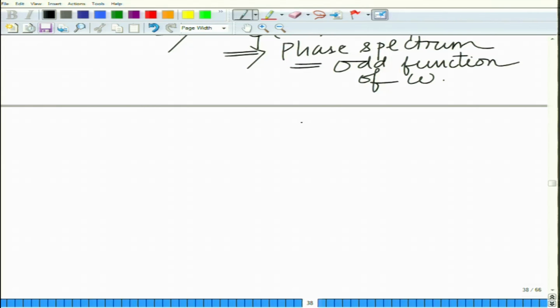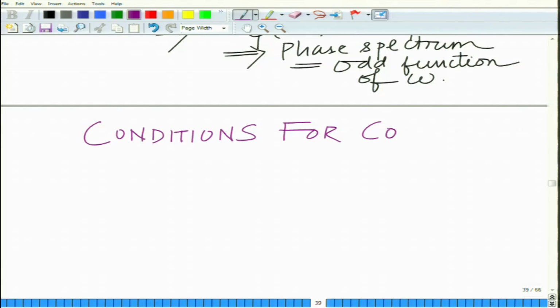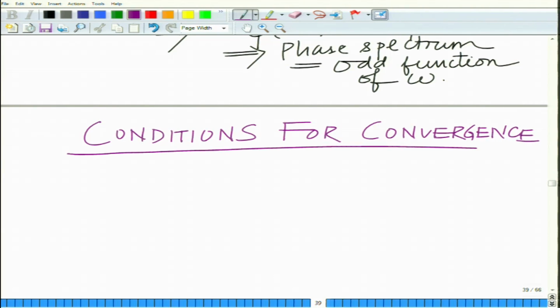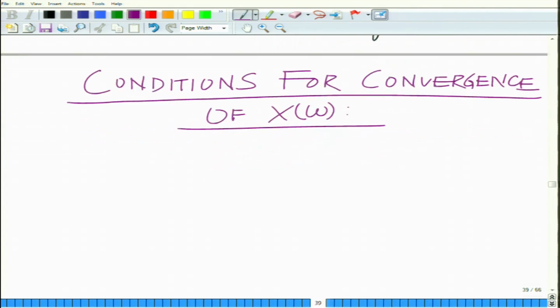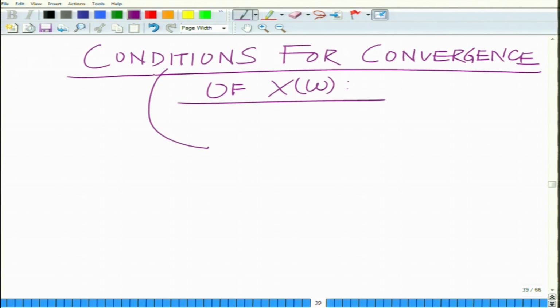Okay, all right. So, we will now look at another important aspect, the conditions for convergence of X of omega, again similar to the Dirichlet conditions. The conditions for the convergence of X of omega, remember, are the Dirichlet conditions.